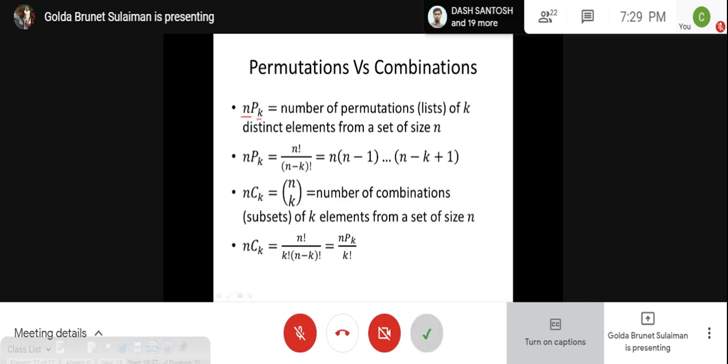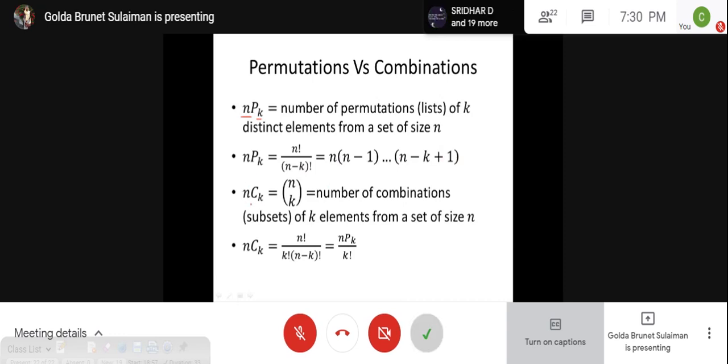So that is the meaning of nPk, and the formula to find that is n factorial divided by (n minus k) factorial. In the n factorial we can simply cancel out the (n minus k) factorial elements. So what will remain is n into (n minus 1) up to (n minus k plus 1). That is what will remain.